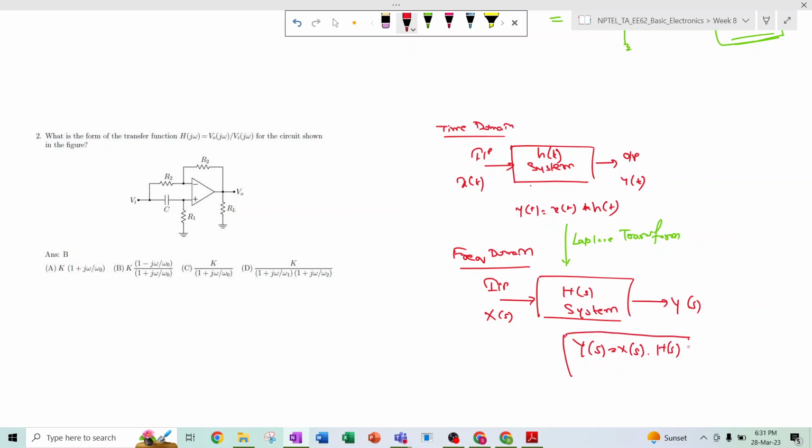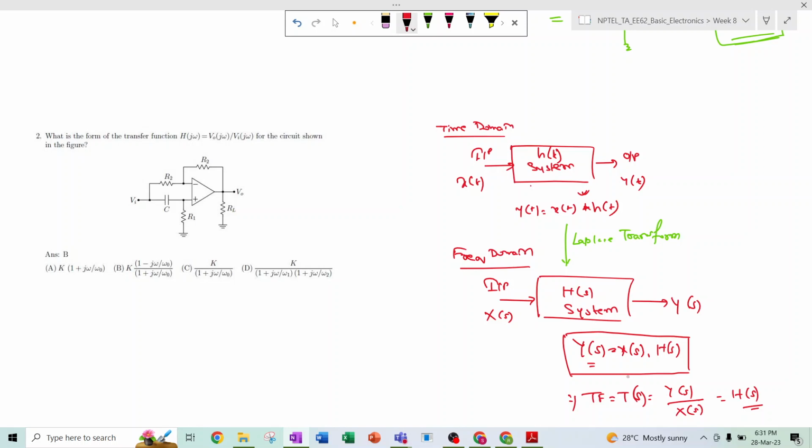We analyze most circuits in the frequency domain so that the analysis becomes easier, because in the time domain we have to convolve the input with the unit impulse response of the system. Here we simply multiply X(s) with H(s) and we get the output Y(s). The transfer function, often written as T(s), is nothing but Y(s) divided by X(s) of the circuit, which is H(s).